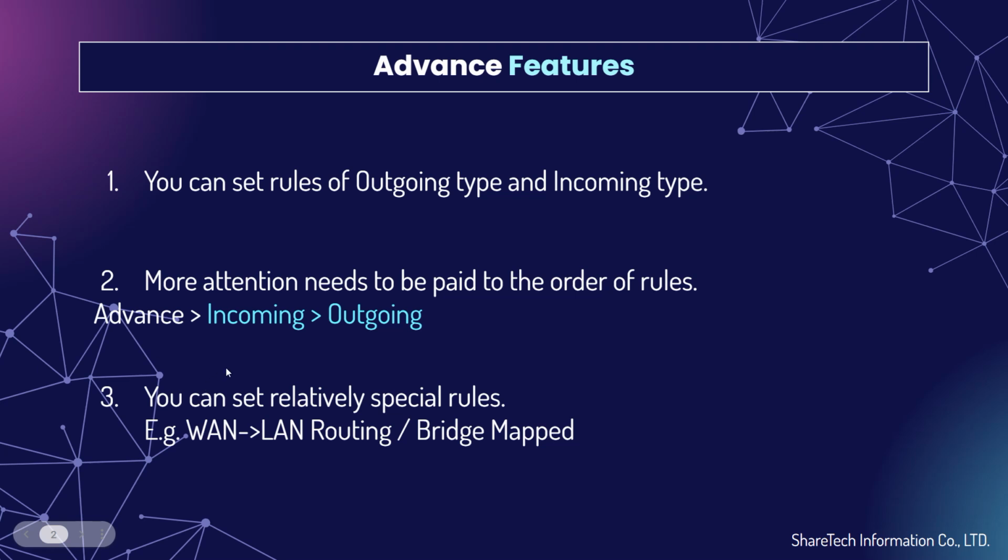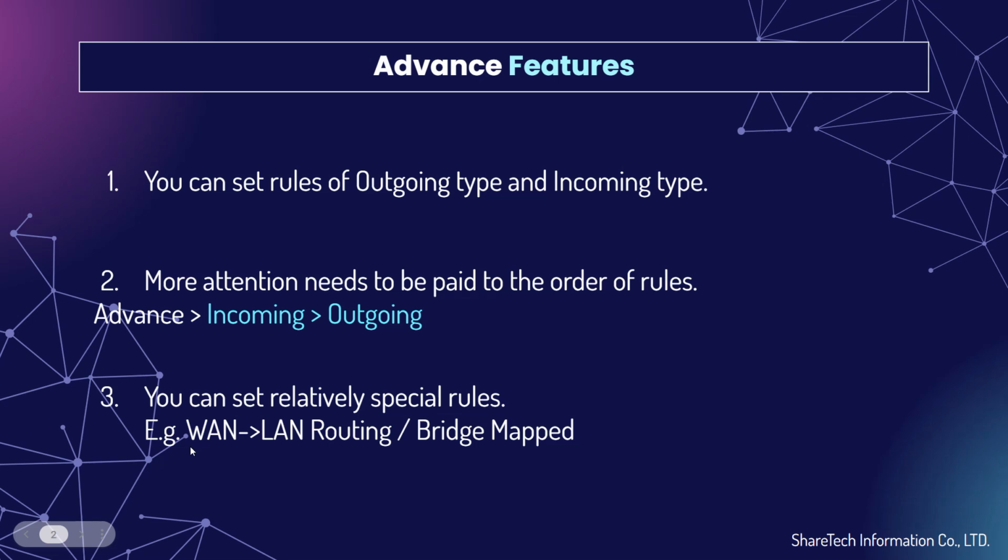But if you use advanced, you should pay attention to the order of rules. For example, the order of incoming type rules should be forward. The order of rules like outgoing type should be backward. If all incoming, outgoing, advanced tab are defined, you must check the rules on each tab to see if there is an incorrect order.